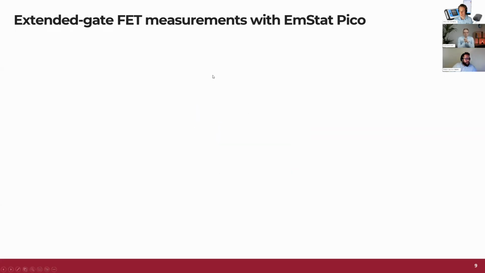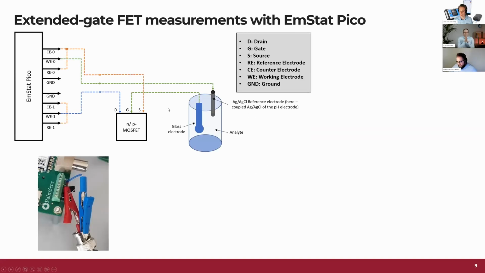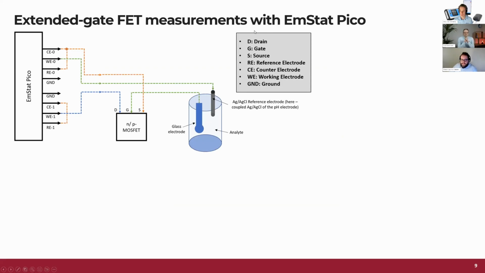So in here is this extended gate field effect transistor based measurement. We have here two channels of the EmStat Pico. Either you can view it as a bipotentiostat or a two-channel potentiostat. Basically, you have here the 0, 0, 0. So this is one channel. This is the second channel.